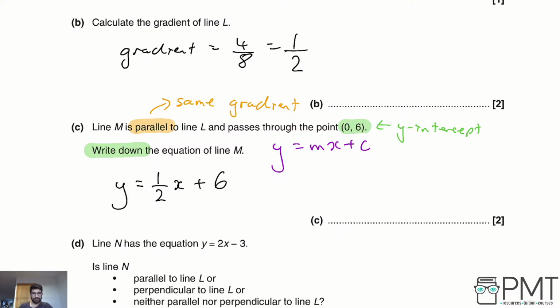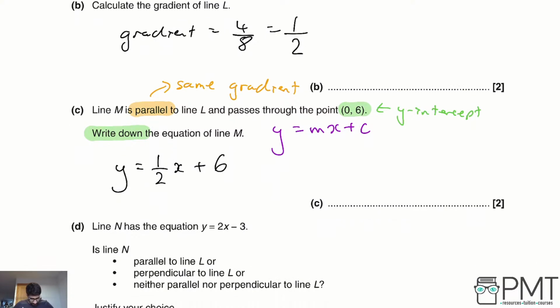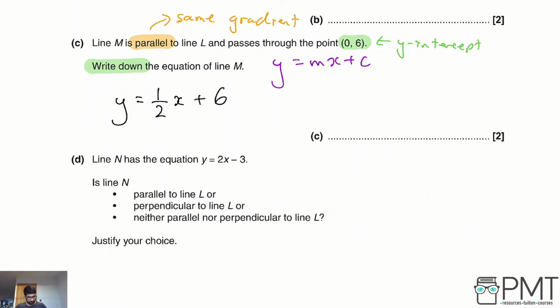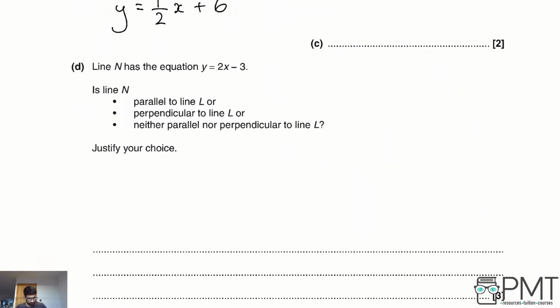So we say half x plus 6. Yep, so that's part C. We have the gradient. We agree with Mohammed. That's good. Thank you. We have half x plus 6. Then part D is asking you a question.